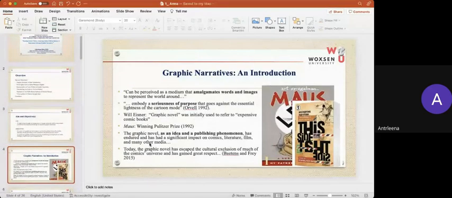Okay. So what are graphic narratives? It can be perceived as a medium that fuses words and images to represent the world around. So there will be images and words. It looks like comics, but it's not so much like comics, because it deals with very, very heavy subjects. Think about the Holocaust, think about Partition, think about the Armenian genocide. These are very serious subjects, and these subjects are being dealt with in graphic literature.